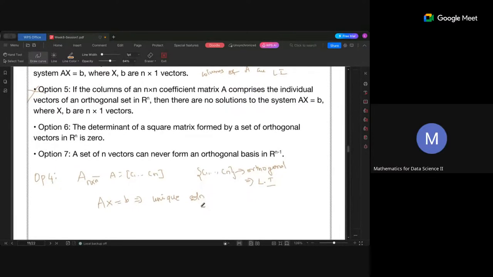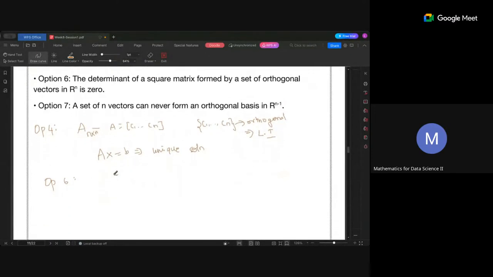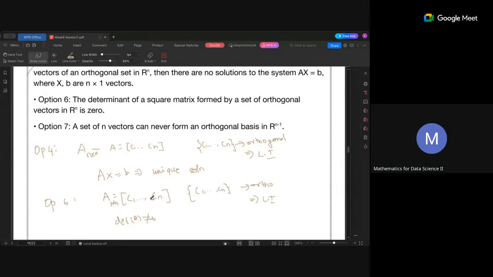Okay, the similar argument for option 6 now. In option 6, you are given the determinant of a square matrix formed by a set of orthogonal vectors. So you are having a set of vectors. It is orthogonal, so you know it is linearly independent. If it is linearly independent, what do you know about the determinant of A? It should be non-zero. So option 6, is it correct or incorrect? Incorrect. Yes. Incorrect.